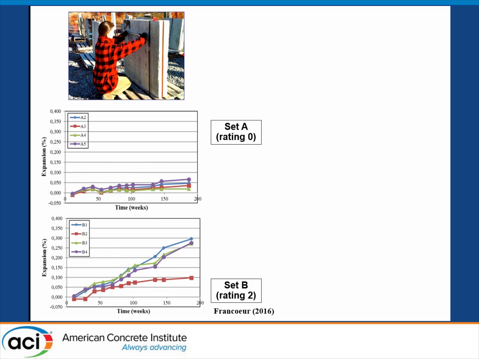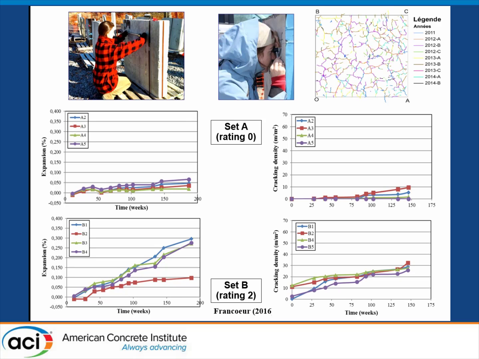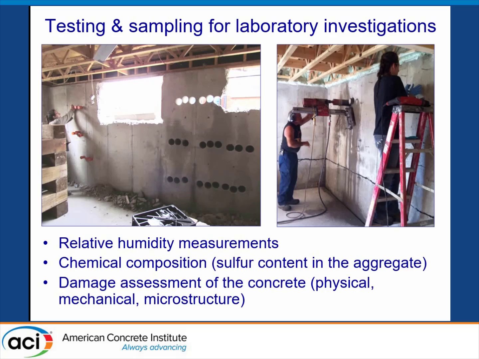We measure the expansion, and according to the rating at the beginning, here you have a level 0 with very low expansion, and the expansion just increased at the end of the experiment. Here we have concrete blocks with a rating 2, and you can see the expansion. It's very important, and the expansion has a good correlation with the density of cracking. We measure the density of cracking, and we can see that the expansion and density of cracking are in good correlation.